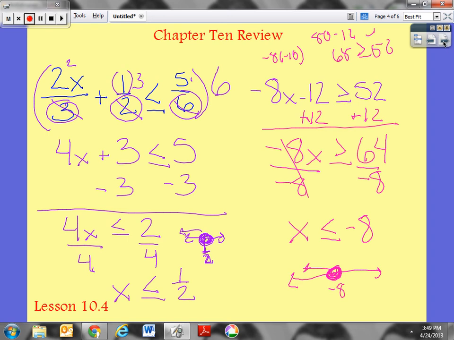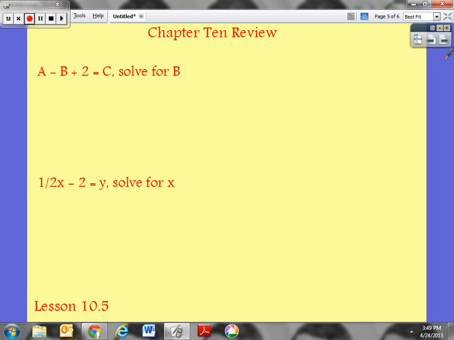All right, last one. Lesson 10-5, I believe that's solving for a variable. So it says a minus b plus 2 equals c. Solve for b. Okay, so let's solve for b. I'm going to rewrite this over here. A minus b plus 2 equals c. So let's get all this stuff out of the way. Let's get rid of the a, and let's get rid of the 2.